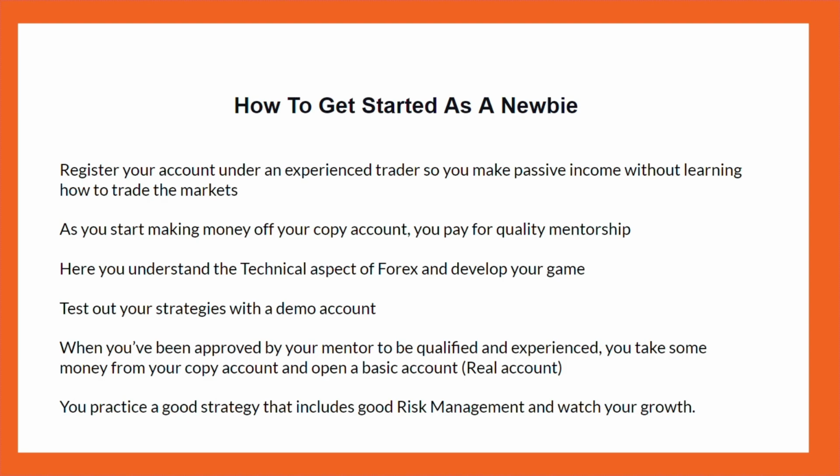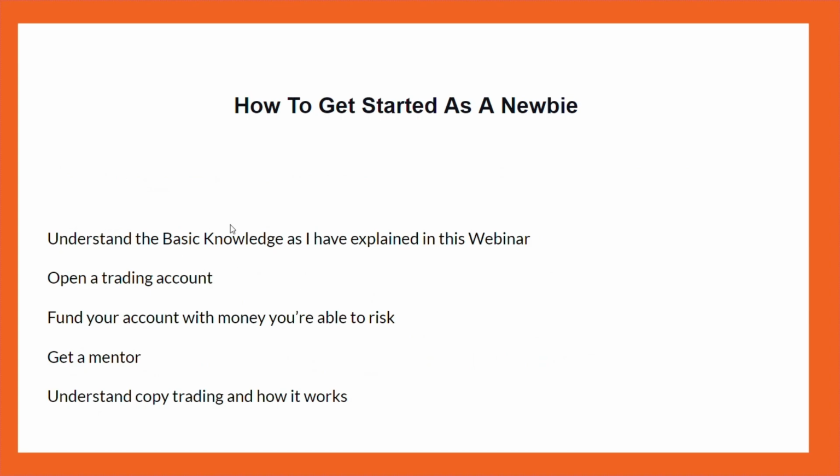So let's go further. How to get started? You register your account under an experienced trader, so you make passive income without learning how to trade the market. Now, this is the copy aspect. So now you start making money off your copy accounts. So by the time you understand the basic knowledge I've explained in this webinar, and you open your trading account, and then you fund your accounts. Now, when you're funding these accounts with money you're able to risk, you are not trading it by yourself. So you understand how copy trading works.